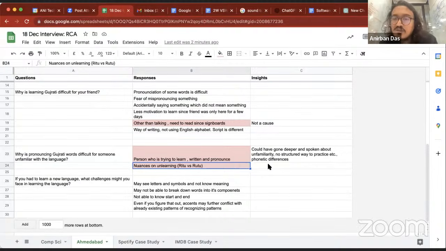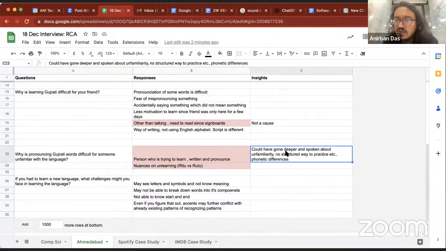But you could have possibly gone deeper and spoken about unfamiliarity with certain sounds, or when you learn any language, the vowels and the consonants and the sounds each of them produce and how they combine with each other. So I think you could have gone a little bit deeper. Now, of course, it would have been a lot of time since you've learned a language, so it's okay, but there is a lot more content that you could have actually gone into.